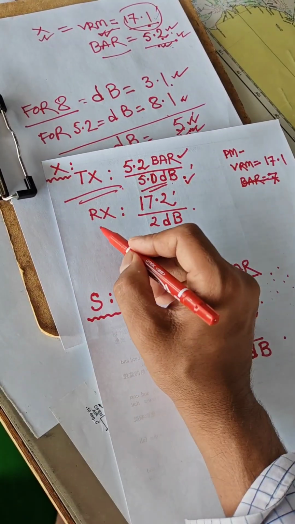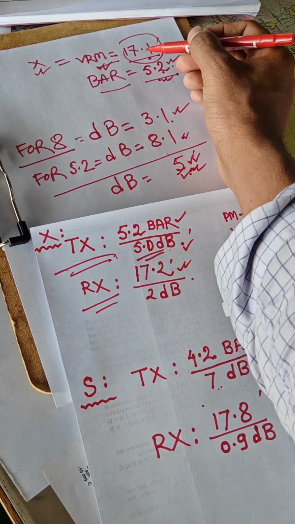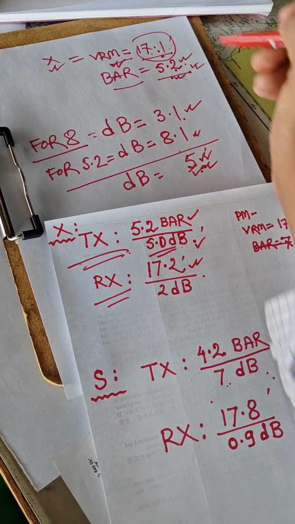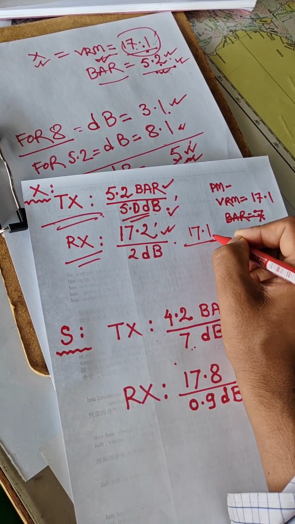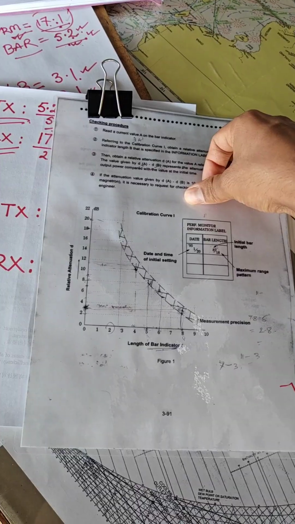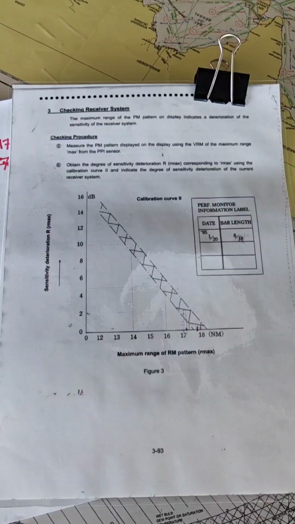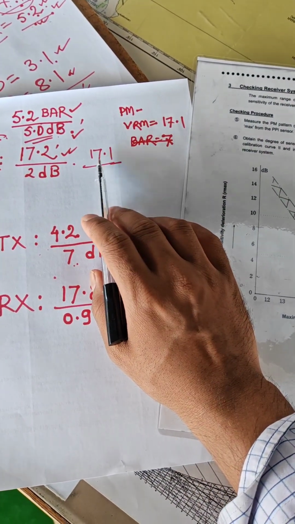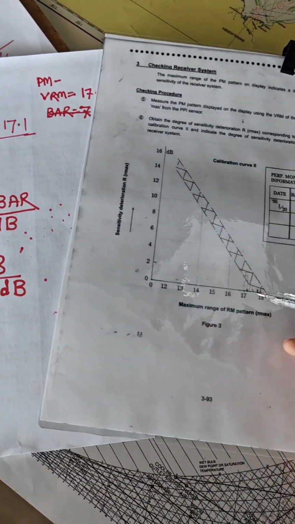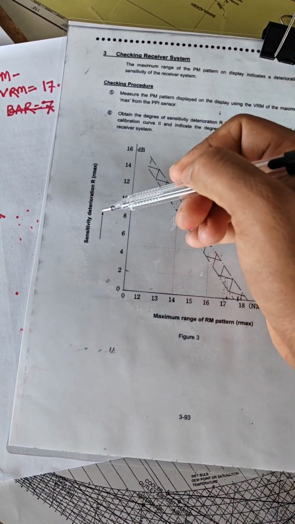Coming to the next one, RX. This is the 17.2. This one is VRM 17.1, so here is 17.1. You see this page, and on the opposite page you will find this. So guys, now we have 17.1, this is the VRM value. Now you see here, this side is the PM pattern, and this side is the dB also.